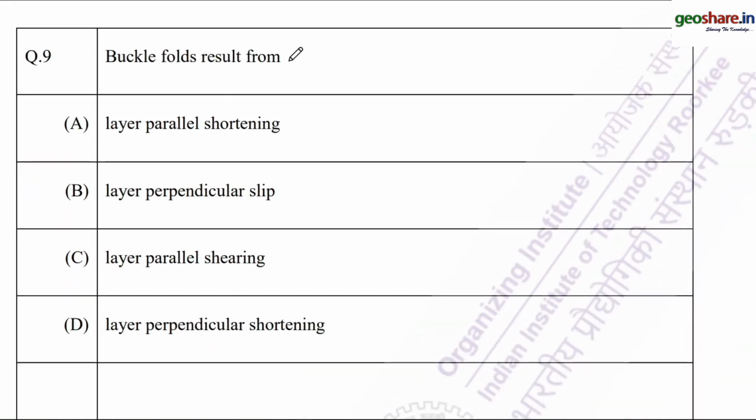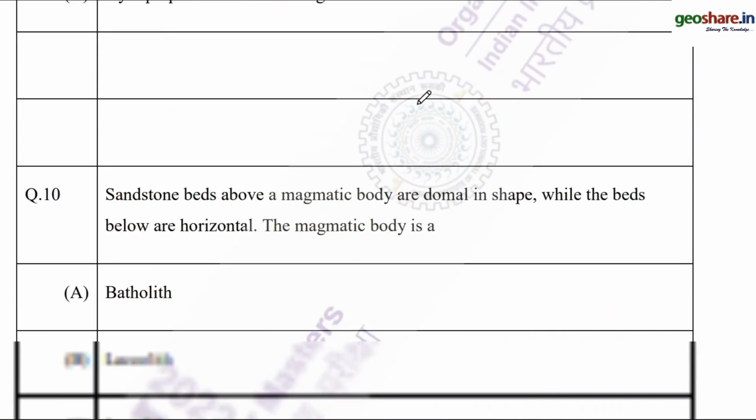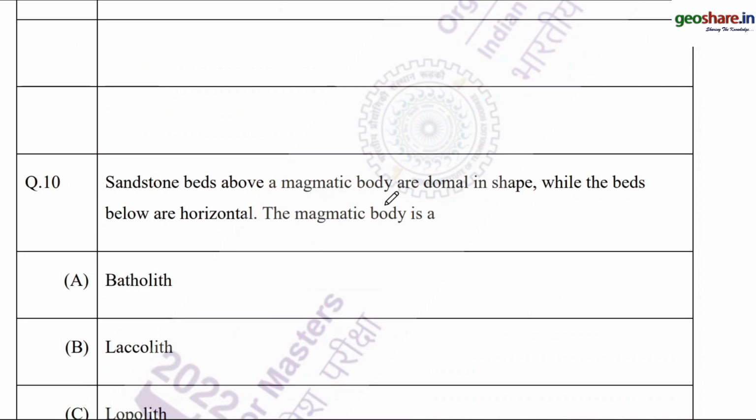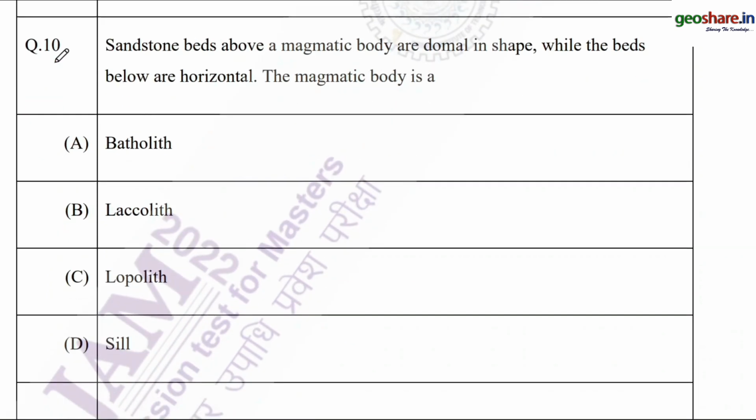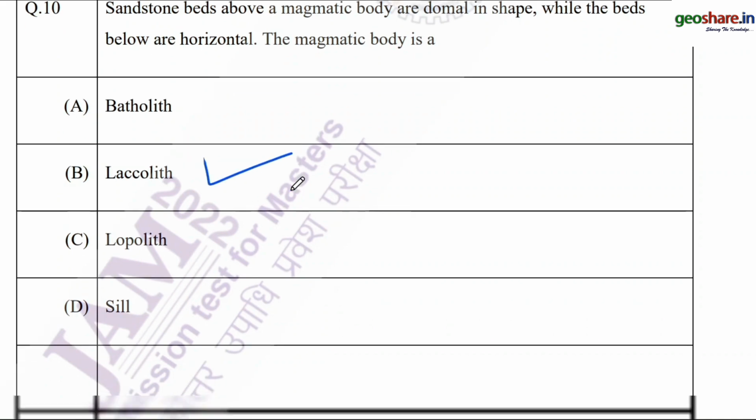Buckle fault results from layer parallel shortening. Sandstone beds above the magmatic body are domal in shape, while the beds below are horizontal. The magmatic body is a laccolith.